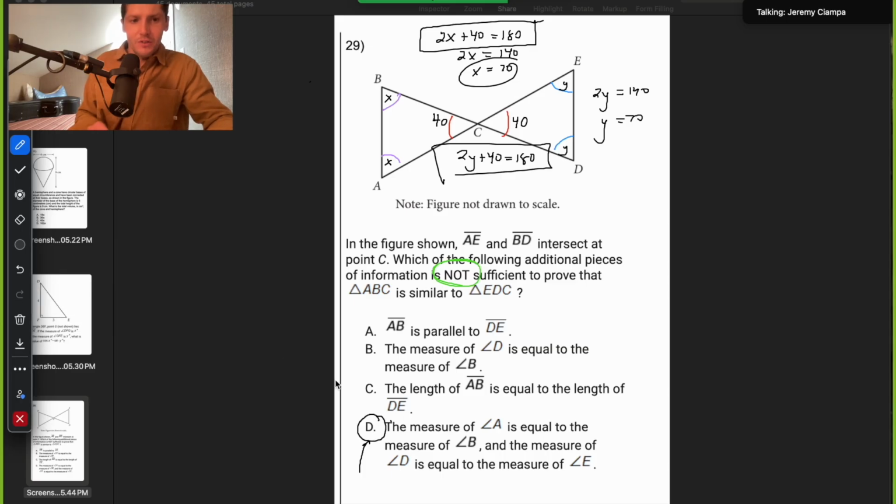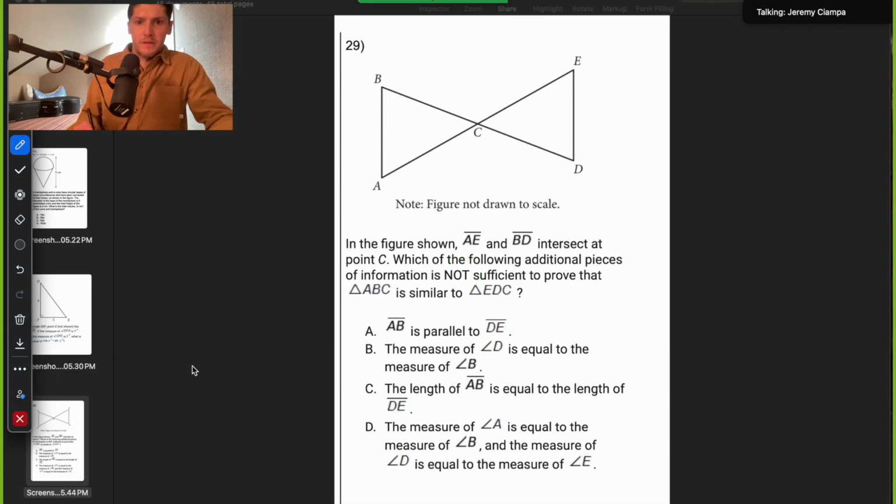And by the way, I circled it as if it's the right answer. Remember, we're looking for what's not sufficient. D turned out to be sufficient. Right? Okay, so I'll clear this because we're running out of space here. A and D are both sufficient. We haven't considered C yet.